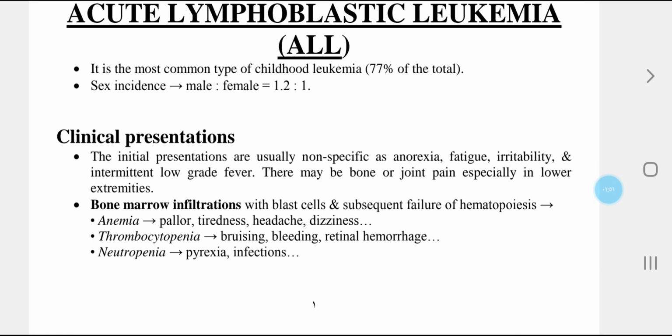There may be bone or joint pain, especially in lower extremities. Bone marrow infiltrations with blast cells and subsequent failure of hematopoiesis can lead to anemia, presenting as pallor, tiredness, headache, dizziness, thrombocytopenia, presenting as bruising, bleeding, retinal hemorrhage, neutropenia, presenting as pyrexia, and repeated infection.